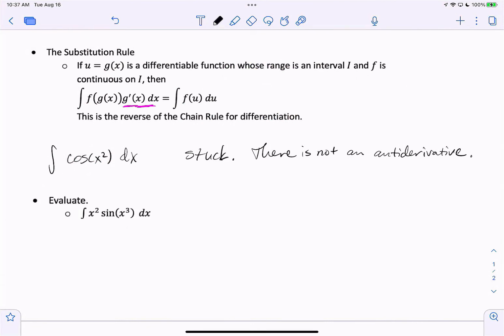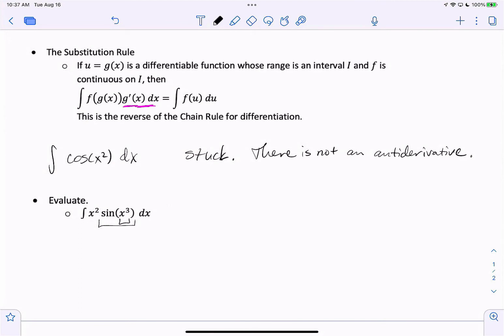Well, let's see the first of our many examples. We have here the indefinite integral, so I'll stop saying all that for a bit: the integral of x squared times the sine of x cubed dx. And we can see that we have a composition here.